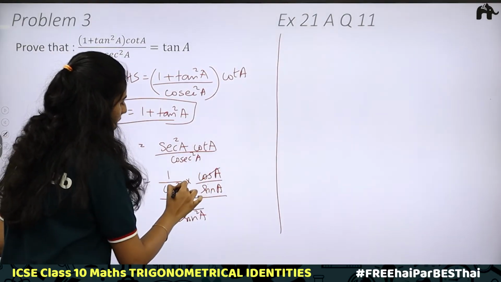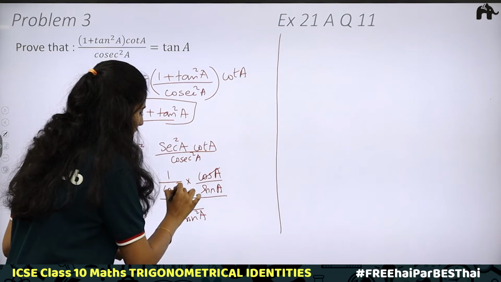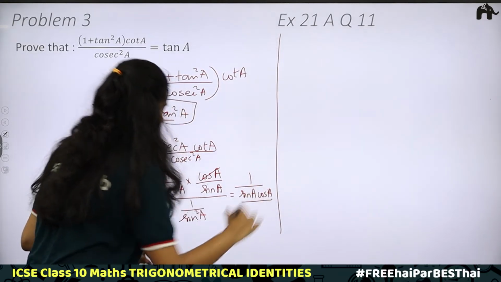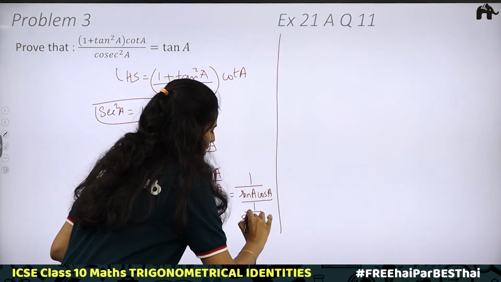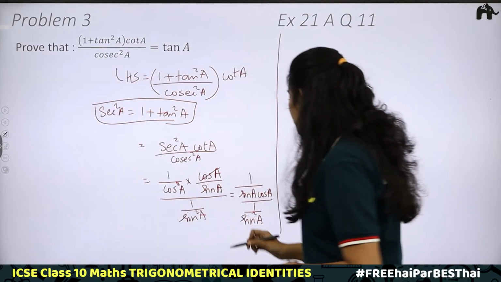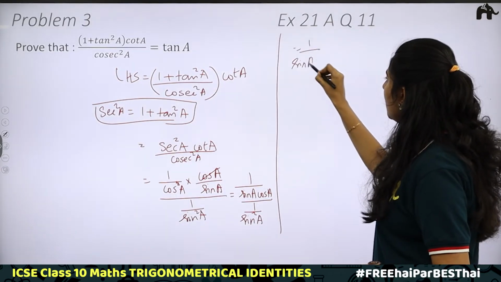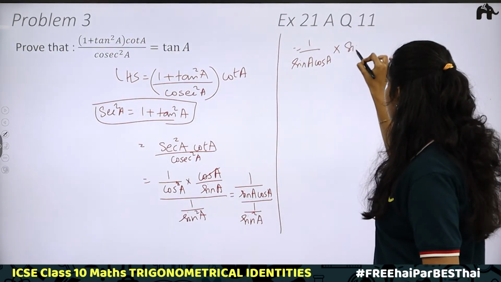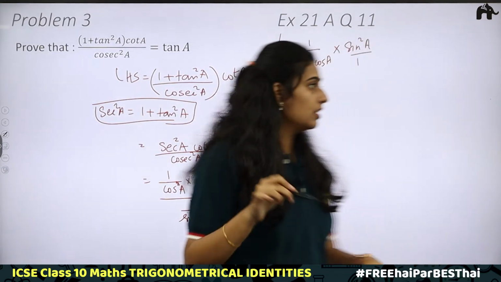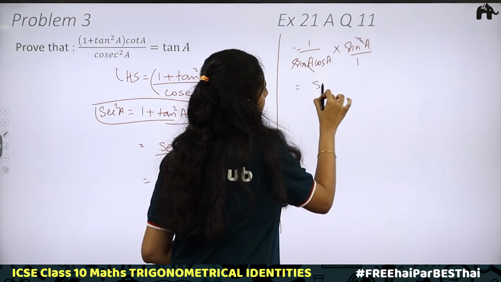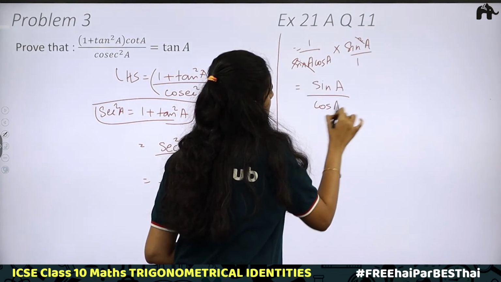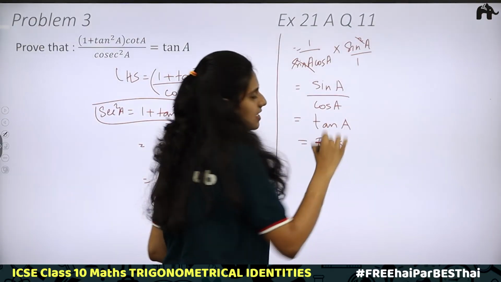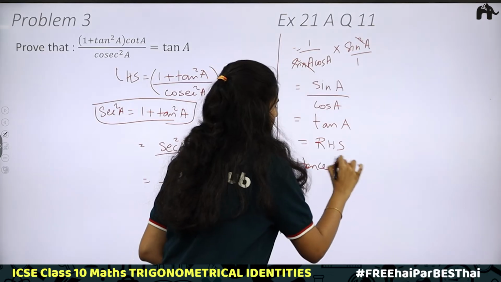Okay. Now, this cos A and from this cos square A, we can cancel 1 cos A. Then you have 1 by sin A cos A divided by 1 by sin square A. Now, we will do the reciprocal multiplication. That is 1 by sin A cos A into 1 by sin square A, reciprocal is sin square A divided by 1. Now, cancel the sin A and the square. Then we have sin A by cos A. What is sin A by cos A? Sin A by cos A is equal to tan A. We have reached the right hand side. Okay, so this is the required proof. Hence proved.